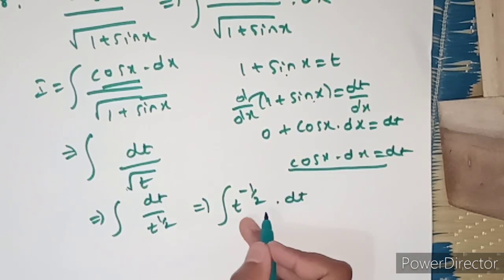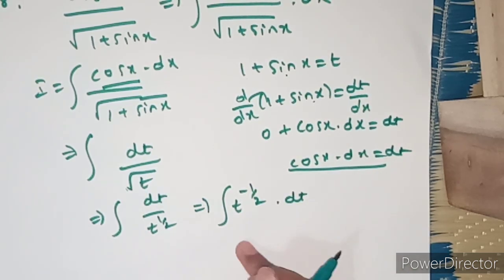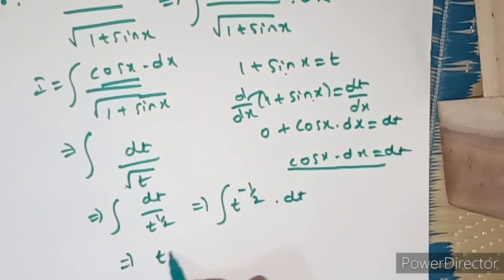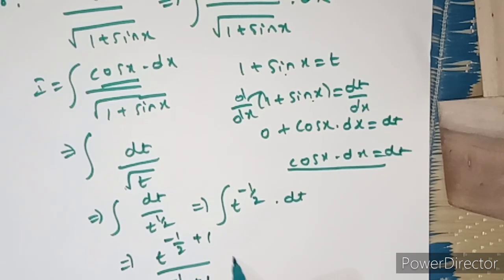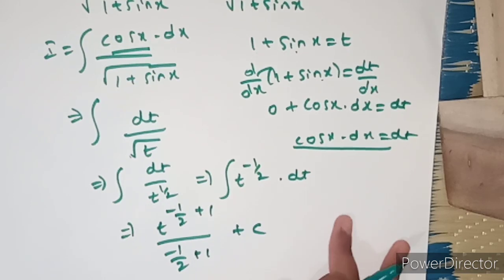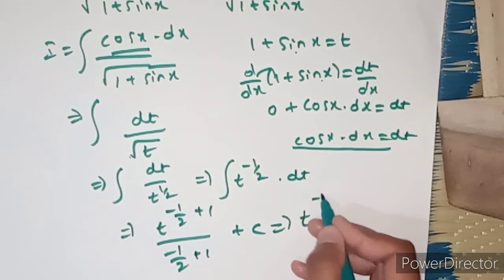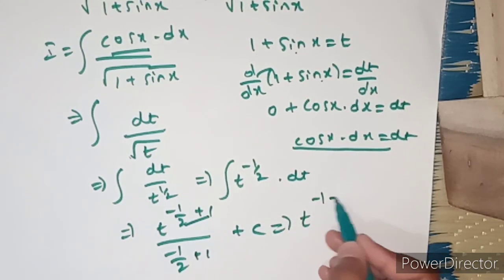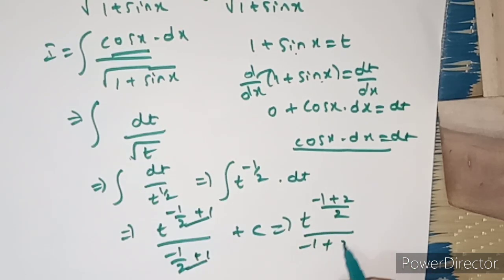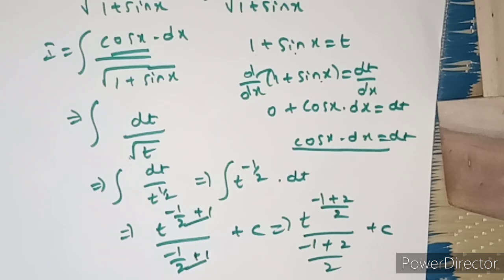Now add 1 to the power of this function. Why? This integral is of the form x power n dx is equal to x power n plus 1 upon n plus 1, right? So add t power minus 1 by 2 plus 1, upon minus 1 by 2 plus 1, plus c. Again solve this. Minus 1 as it is, shift this 2 upon 2 minus 1 as it is, shift this 2 upon 2 plus c.